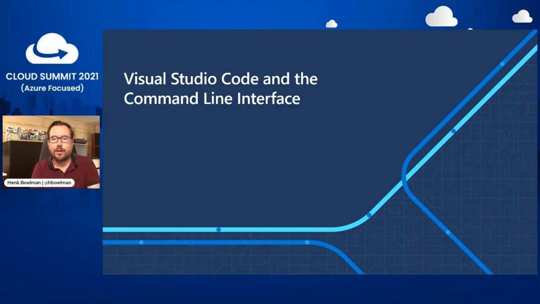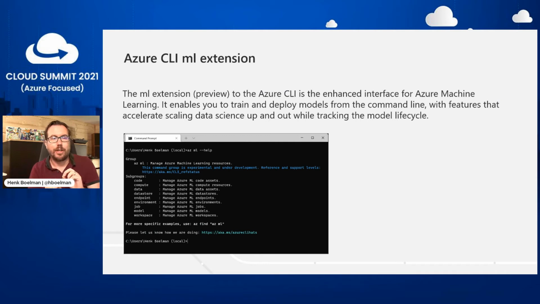So Visual Studio Code and the command line interface. What does that have to do with machine learning? So I will tell you that. The Azure CLI has an extension for machine learning. And with that extension, we can control the Azure Machine Learning service. So we can run commands using a CLI command that will kick off a training, will create a data set for us, will manage and update an endpoint, can register models. Basically, everything you can do in the Azure portal, you can also do in the CLI with the ML extension.